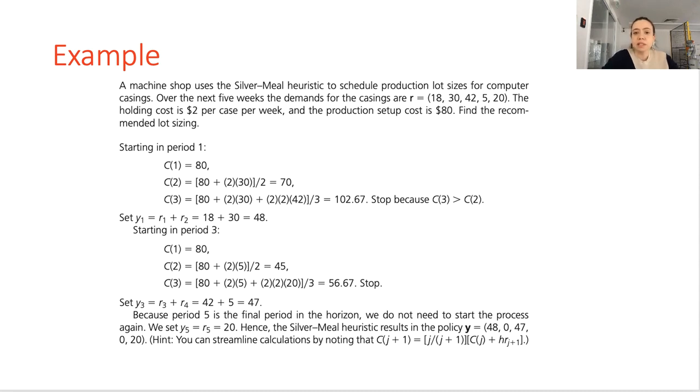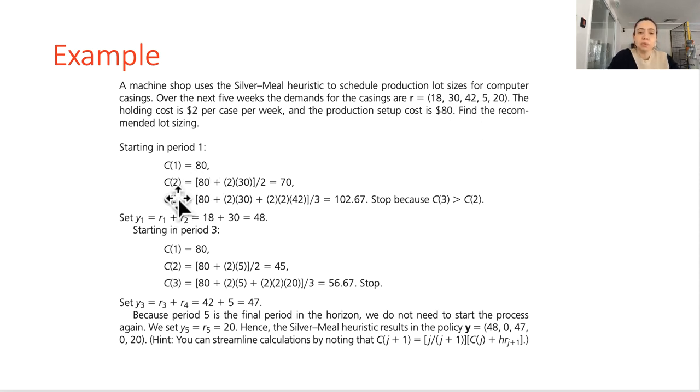According to this example, we have 5 periods, and here the demand is given for these 5 periods. I mean, these are the net requirements for each of these periods. We are producing cases. Holding cost is $2 per case per week, and production setup cost is $80. Now, first we calculate C1. So we assume that we are making the production only for the first period. So we only have a setup cost of $80.